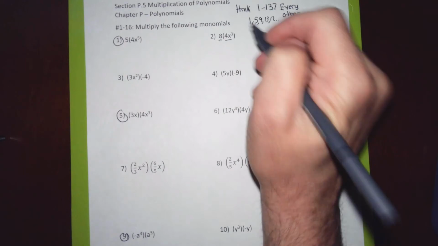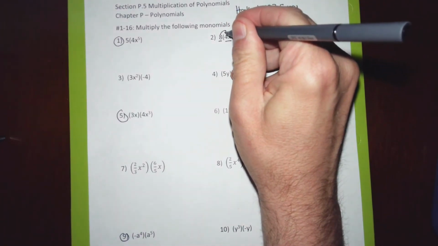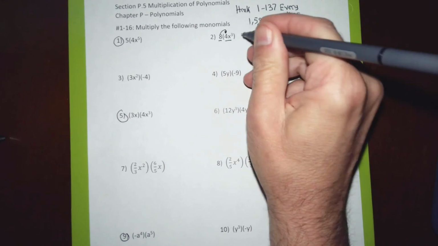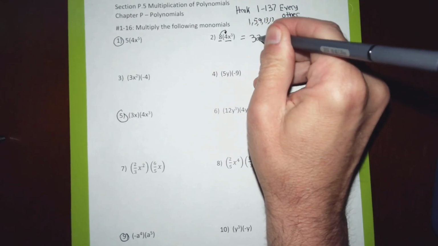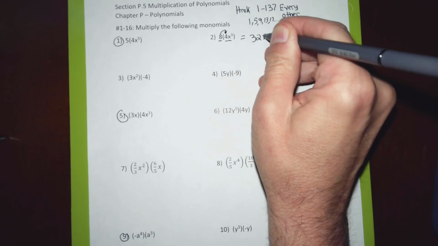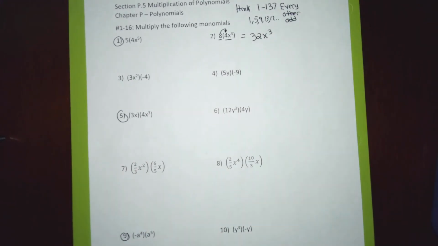In problem 2, to do the multiplication, I'm just going to multiply the 8 by the coefficient 4, and I'm not going to do anything with the x. I'm just going to write this as 32x cubed. I shouldn't do 4, but I'm going to.